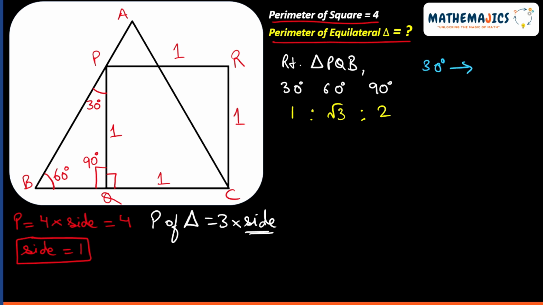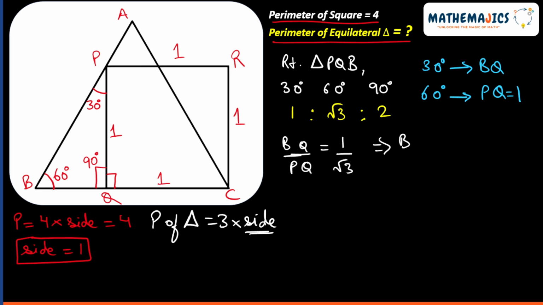In this case, the side opposite to 30 degrees is BQ, and the side opposite to 60 degrees is side PQ. PQ is equal to 1. Let's use these sides to solve the question. BQ over PQ is equal to 1 over root 3. As we know PQ is 1, BQ will turn out to be 1 over root 3. Now let's mark the value of BQ in the figure. This BQ is 1 over root 3.